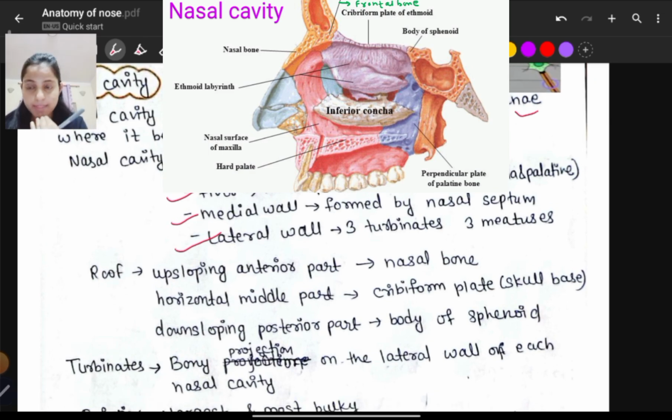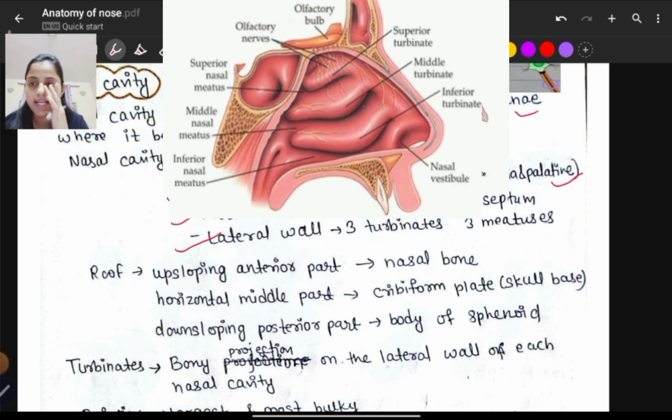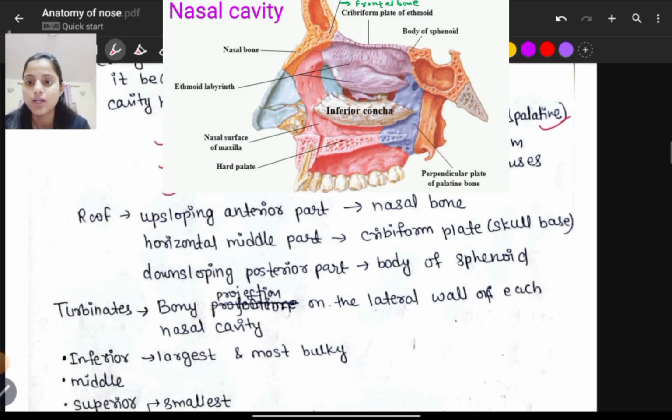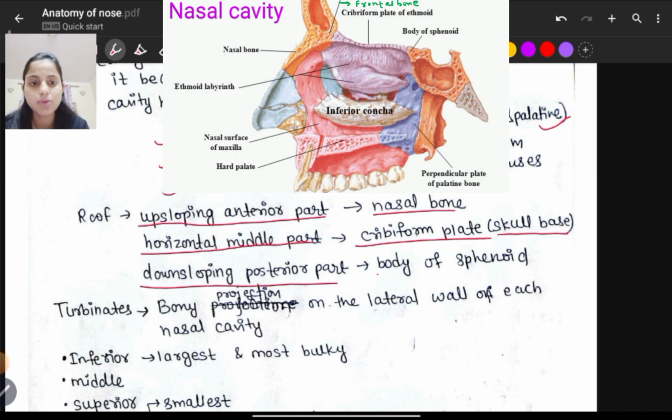Its floor is made by the hard palate, maxilla, and the palatine bone. This is the medial wall. The medial wall is formed by the nasal septum. The lateral wall has 3 turbinates and 3 meatuses. And the roof: the upsloping anterior part has the nasal bone. The horizontal middle part has the cribriform plate, skull base. The downsloping posterior part has the body of sphenoid.